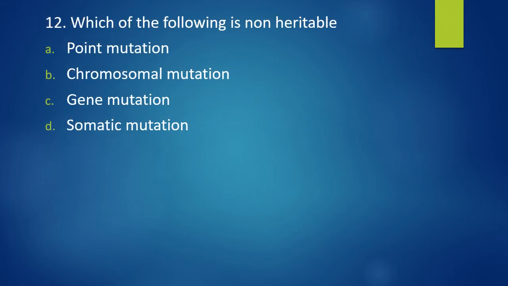Question number 12. Which of the following is non-heritable, which cannot be inherited? Point mutation, chromosomal mutations, gene mutations, or somatic mutations? So the correct answer is option D. Somatic mutations, they are not heritable, means they cannot be passed on to the offsprings.